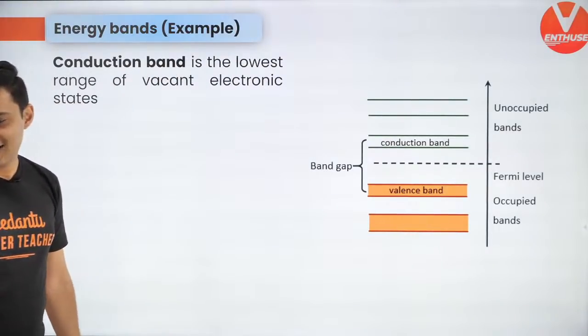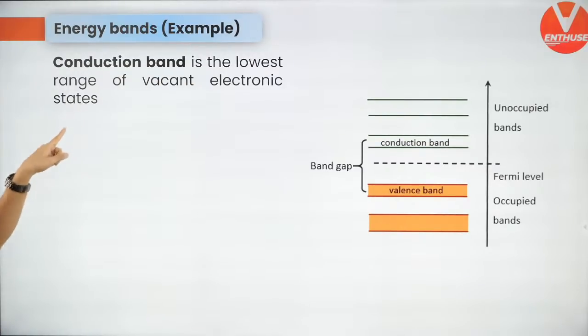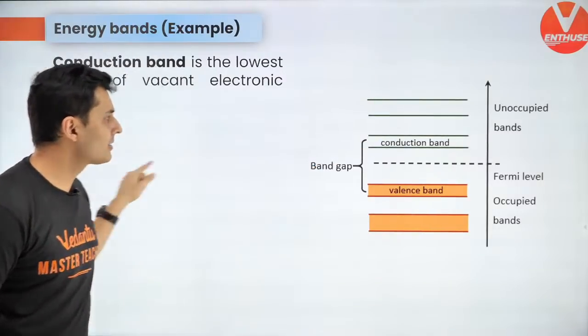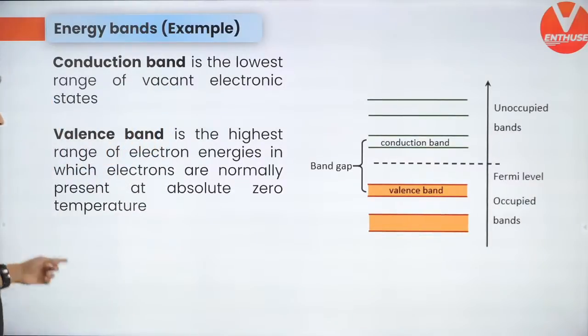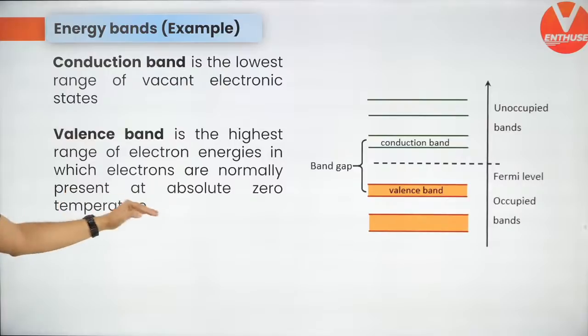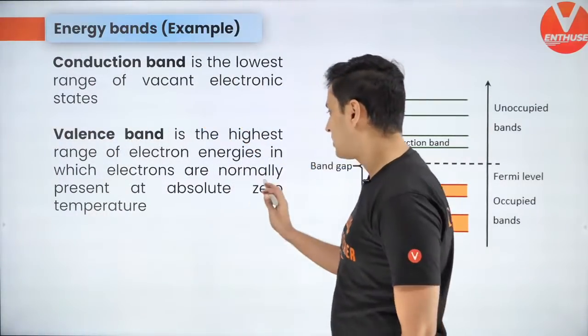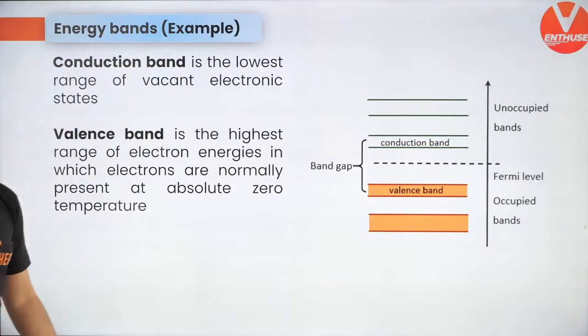Excellent, Gopala. The conduction band is the lower range of vacant electron states. These are the vacant states. The valence band is the filled ones, the highest range of electron energies in which the electrons are normally present. All this is at absolute zero. What is the significance of zero temperature? I'll come to it in a bit.